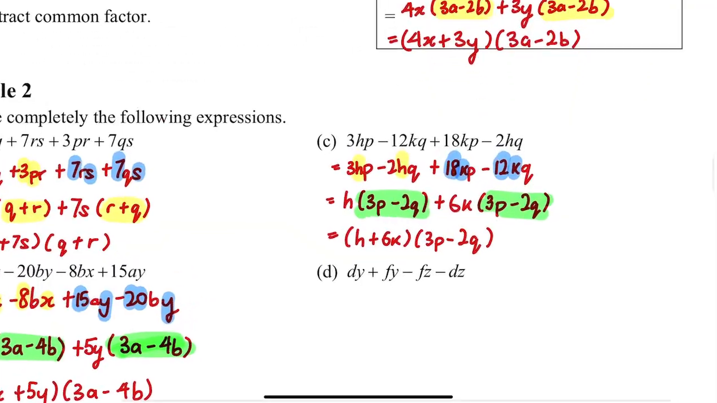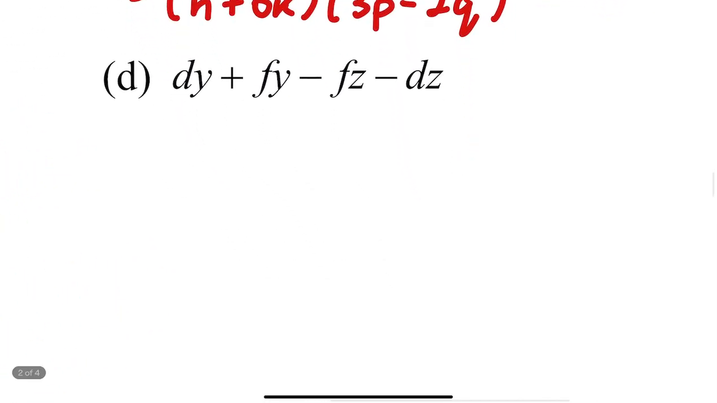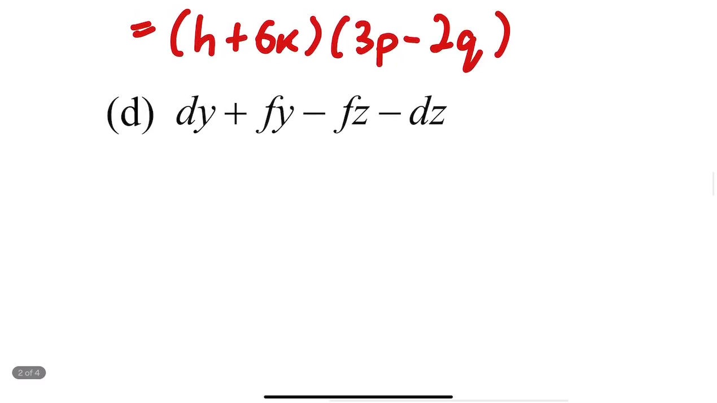Let's now look at example 2D. What can I do to simply factorize this? Can I consider the first two terms? I see that I have a y that is common, so no need to rearrange the terms. These two terms have y. I can take out y, I'll get d plus f.